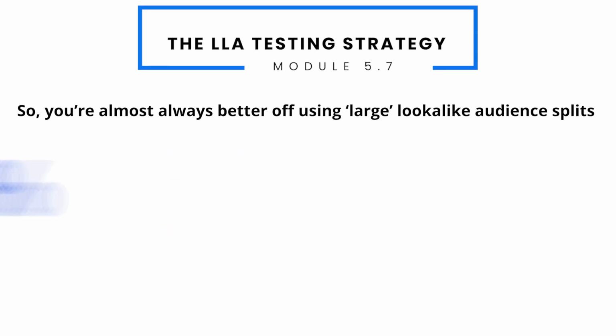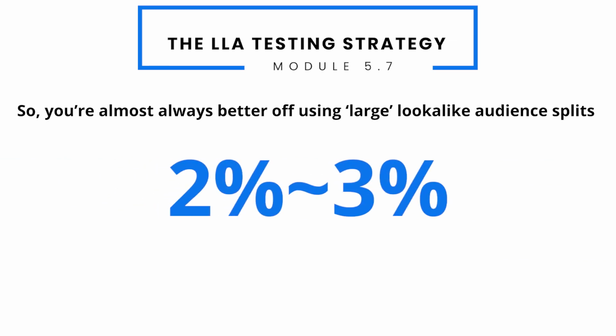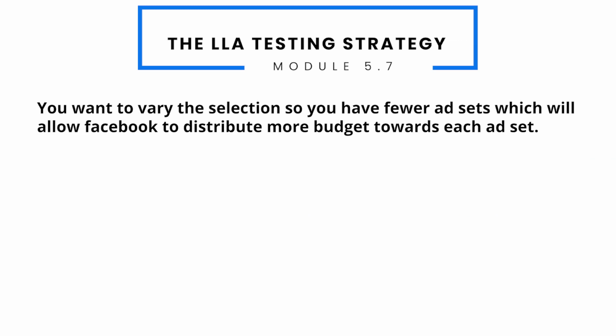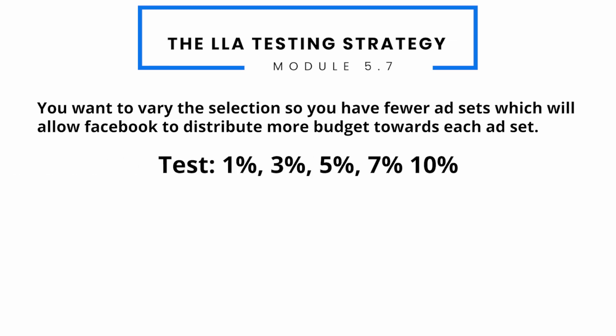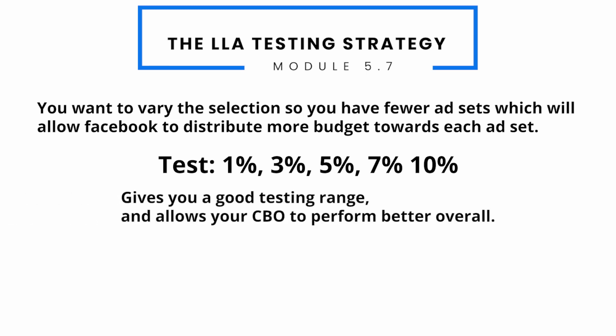Now, in my experience, a 2% versus a 3% lookalike will not really perform all that differently. So what you want to do is vary the selection so you have fewer ad sets, which will allow Facebook to distribute more budget towards each ad set. So I recommend that you skip percentages in between and test 1%, 3%, 5%, 7%, and 10% lookalike values. This will give you a good testing range and will also allow your CBO to perform better overall.